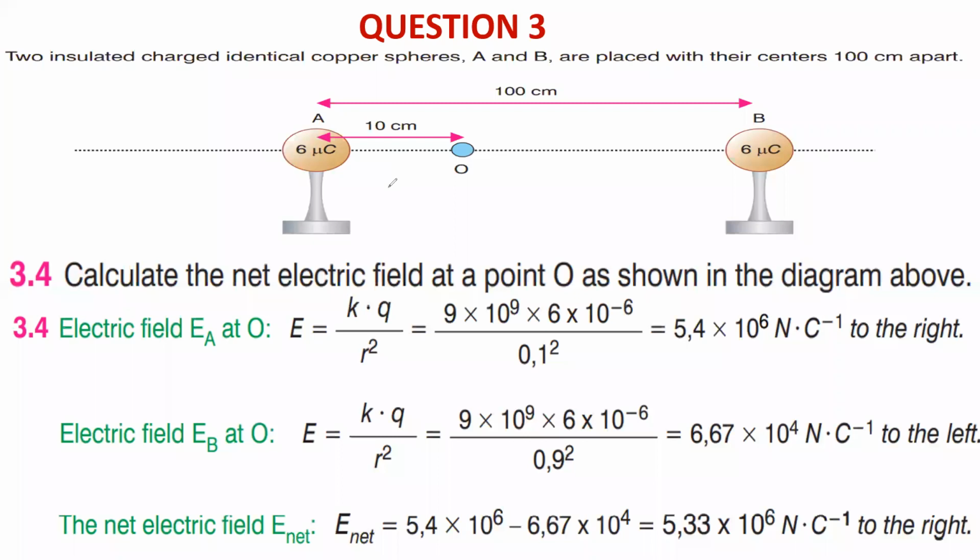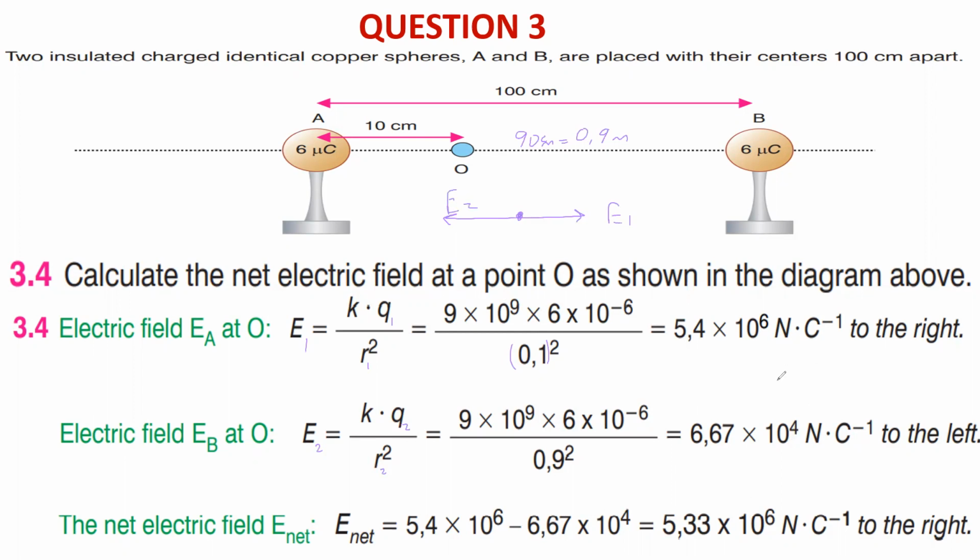Okay, let's calculate our E1. E1 is K times Q1 over R1 square, and you are calculating 0.1 square, and you are getting to the right. Similar question as you saw before, we have done this kind of question already. Q2, R2. You are calculating 0.9 because 0.9 left. 90 centimeters, 0.9 meters left. So you are calculating E1, E2. Let's draw our free body diagram also. E1 this way and E2 to the left.